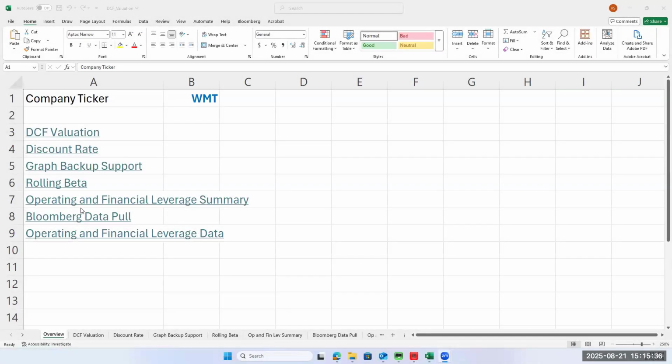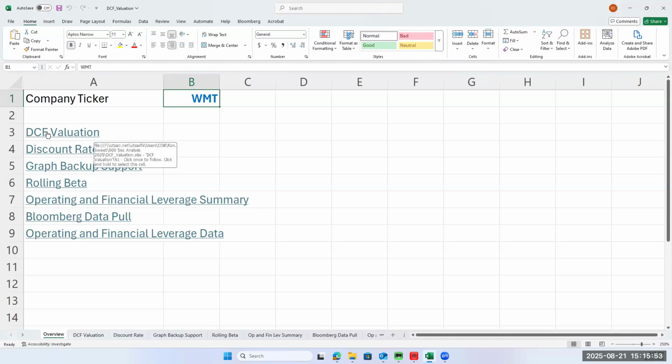In this video, I will walk you through this model for valuing a stock. You start on the overview page and click in your ticker. I'm using Walmart as my example here. Just the ticker. There are several pages to this.